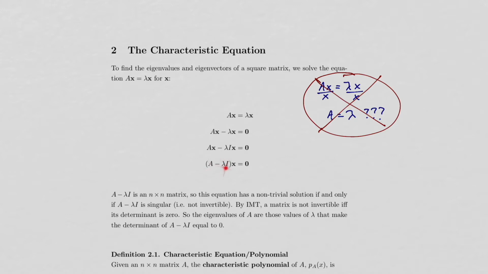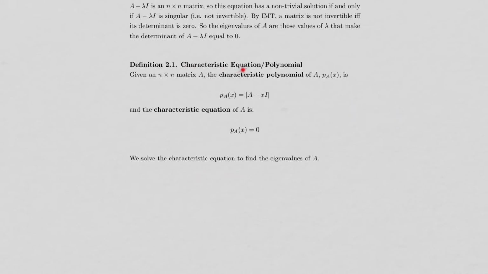So if I had A minus lambda, that wouldn't make any sense. Just like A cannot be equal to a scalar, A minus a scalar is not defined. But A minus the matrix, lambda I, is defined. So we just have to solve this equation for lambda and x. First, we're going to define the characteristic equation and the characteristic polynomial.